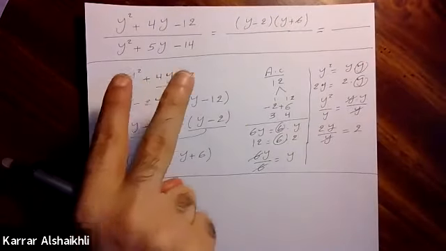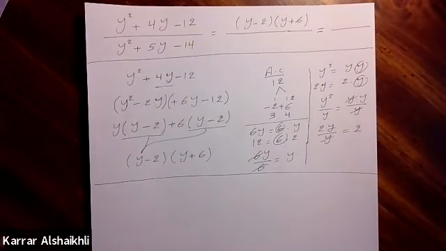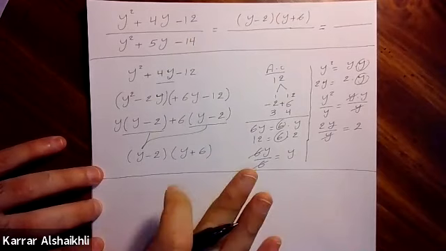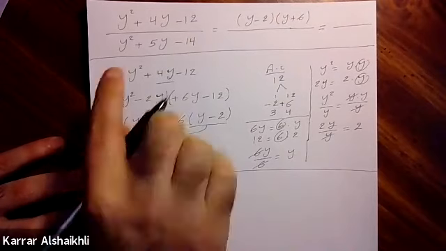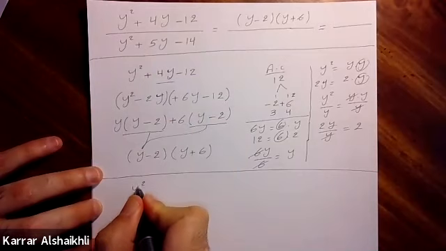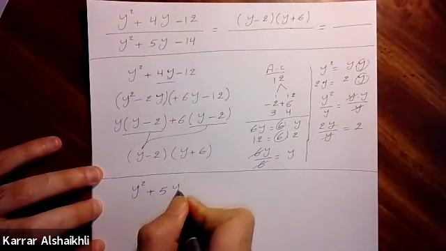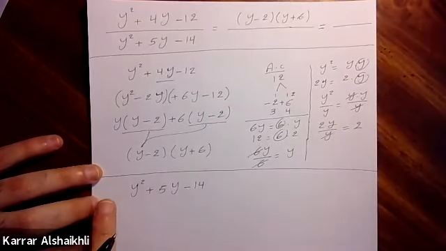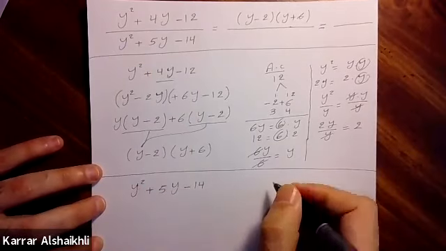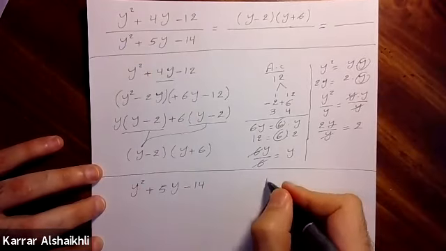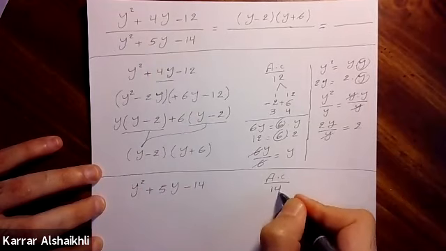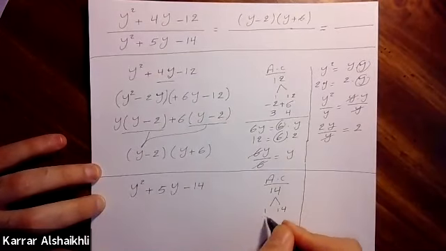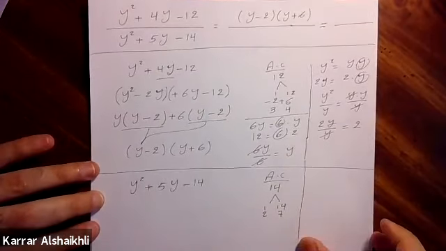Now we're going to go back and use the AC method on the bottom part. The AC method, or factoring polynomials, is really important. So I'm going to write down the bottom part, which is y squared plus 5y minus 14. Also, I'm going to use the AC method. 1 times 14, that means the AC is going to be 14. We're going to factor the 14: 1 and 14, 2 and 7. Those are the only 2 options.